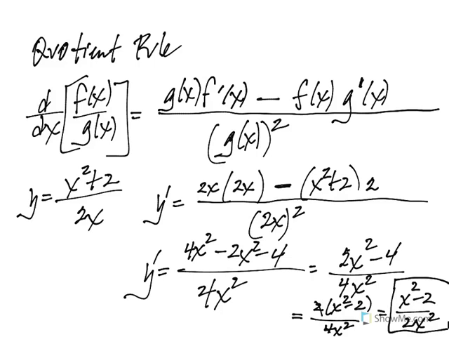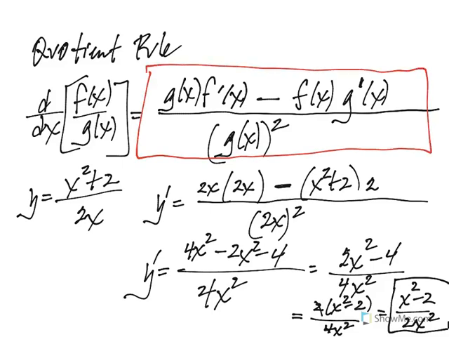All right, one more thing I want to show you. There's a mnemonic device that might help you remember this. If you look at this rule right here for the quotient rule derivative, the mnemonic device goes something like this. Low d high minus high d low over the square of what's below. Let's try that again. It's low d high minus high d low over the square of what's below.